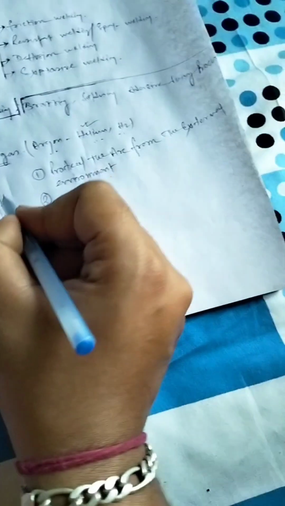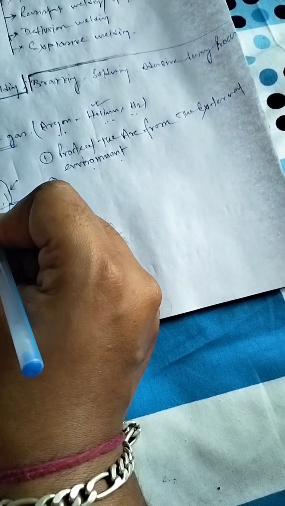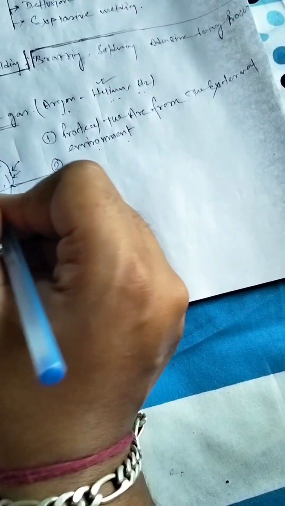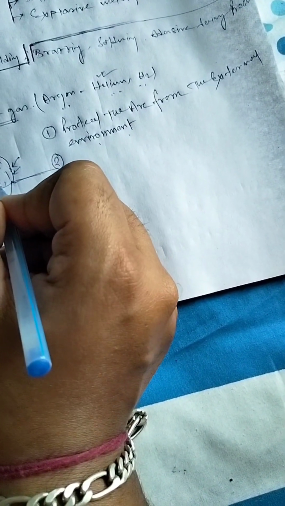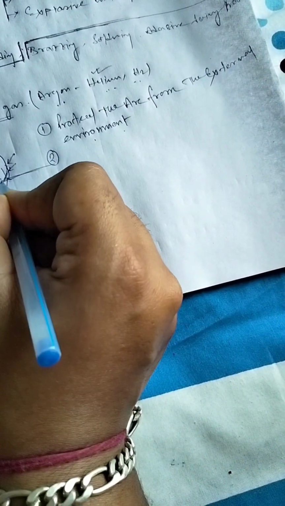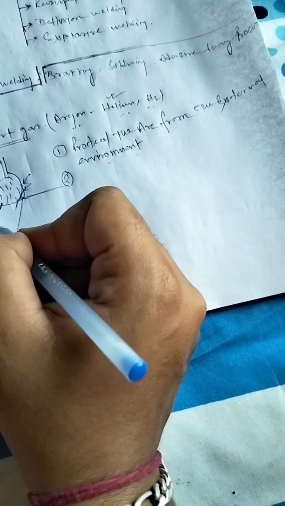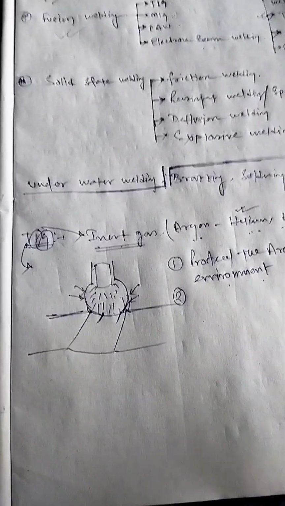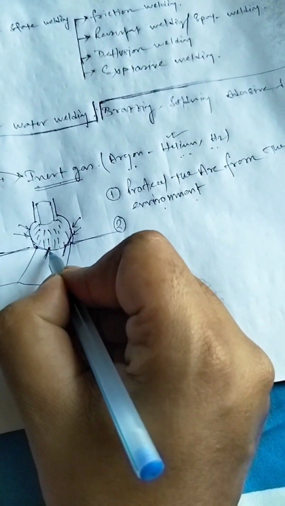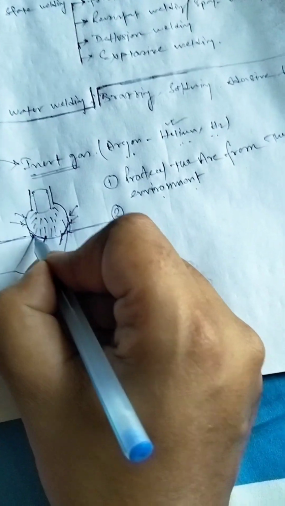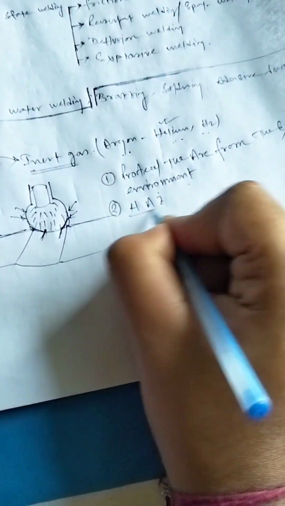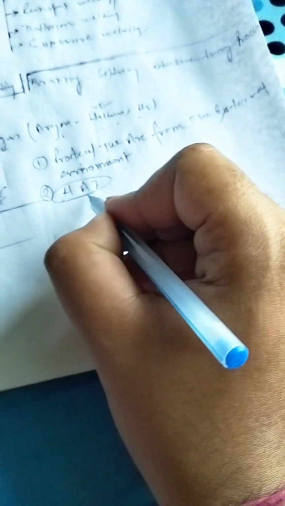The second reason is that the inert gas compresses the arc. When it compresses the arc, the heated zone, or more precisely the heat affected zone, is very localized. Heat affected zone is a very important term. What is the heat affected zone?